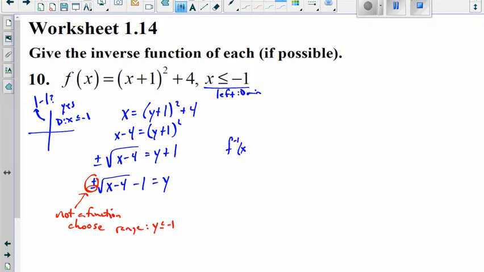Our inverse is going to be negative square root x minus 4 minus 1. The negative is a required part of that answer.